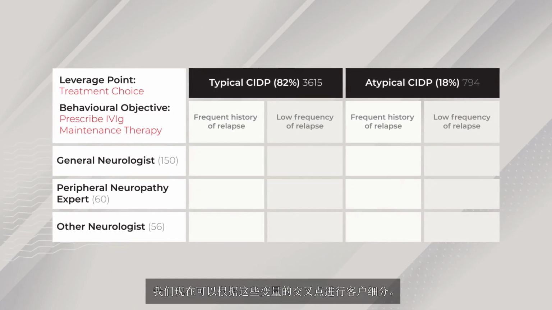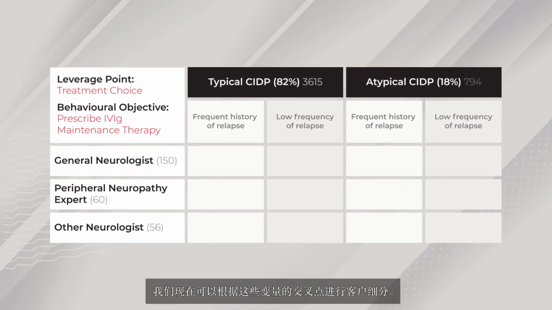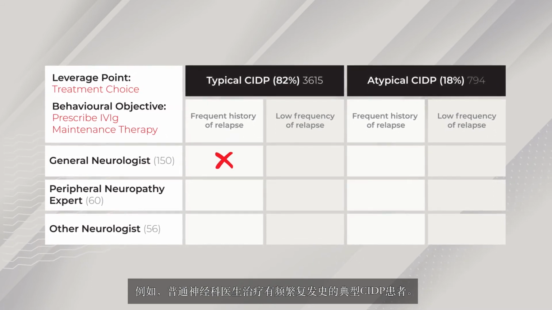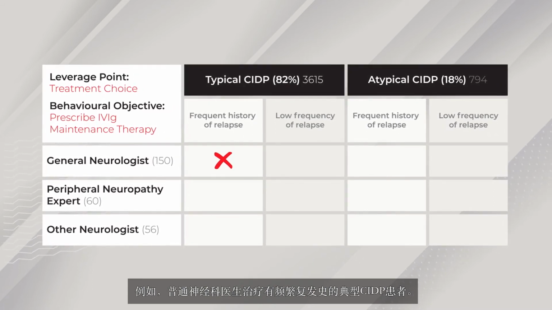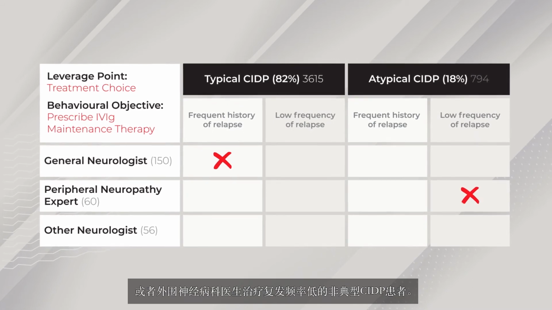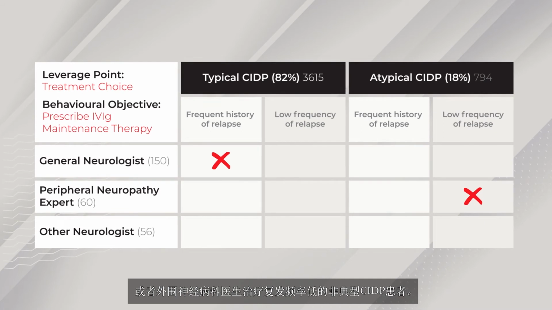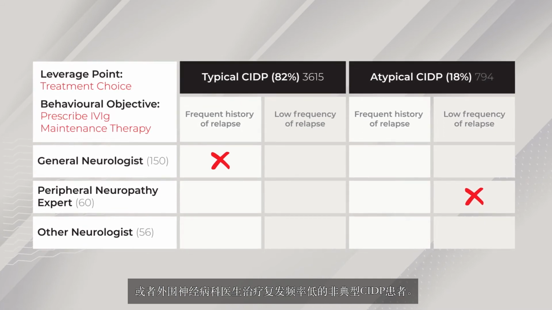We now have segments based on the intersection of these variables. For example, general neurologists treating typical CIDP patients with a frequent history of relapse, or peripheral neuropathy experts treating atypical CIDP patients with a low frequency of relapse. These are your customer segments.